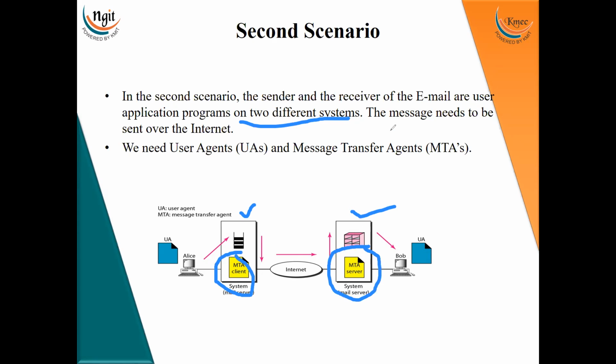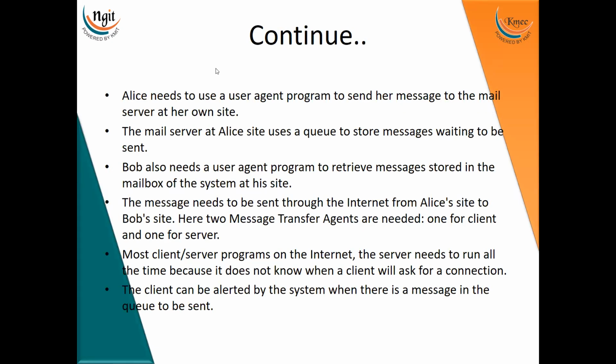There we have the user agents, and here also we have the user agents as well as the message transfer agents. In the second scenario, we'll learn how the data will be transmitted. In the first scenario, Alice keeps the messages in the system where Bob can open his mailbox. In the second scenario, Alice needs to use a user program to send the message to the mail server of her own site. The mail server at Alice's site uses a queue to store the messages waiting to be sent.